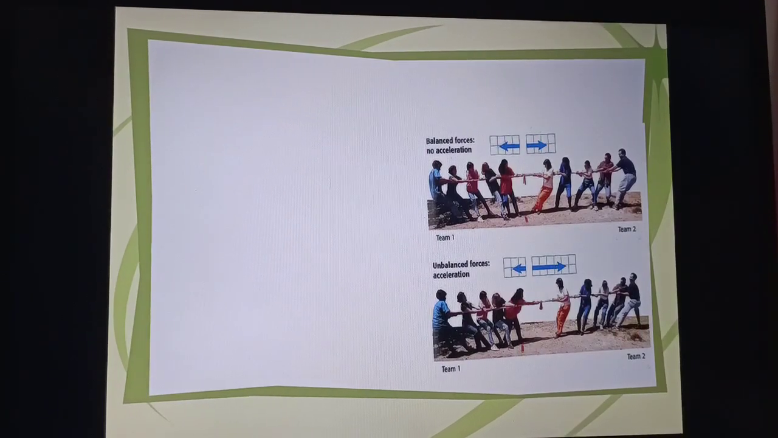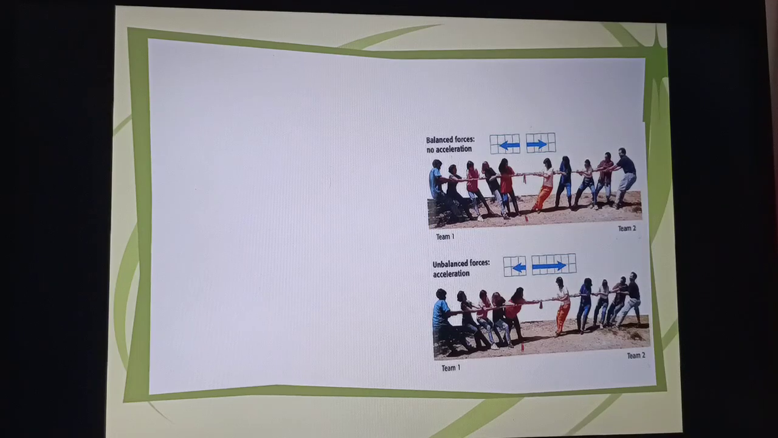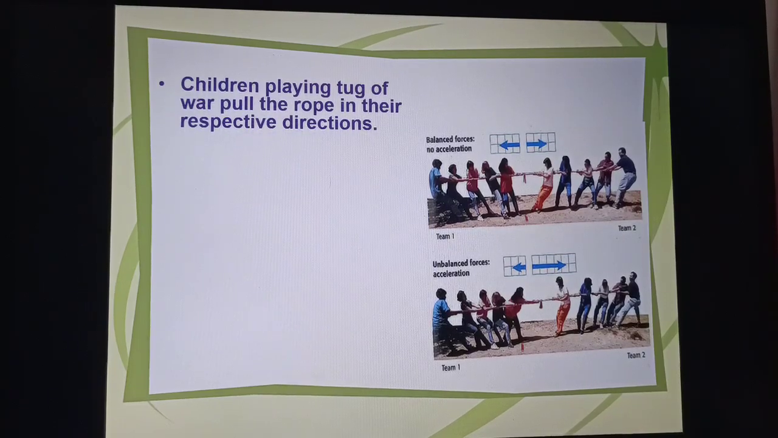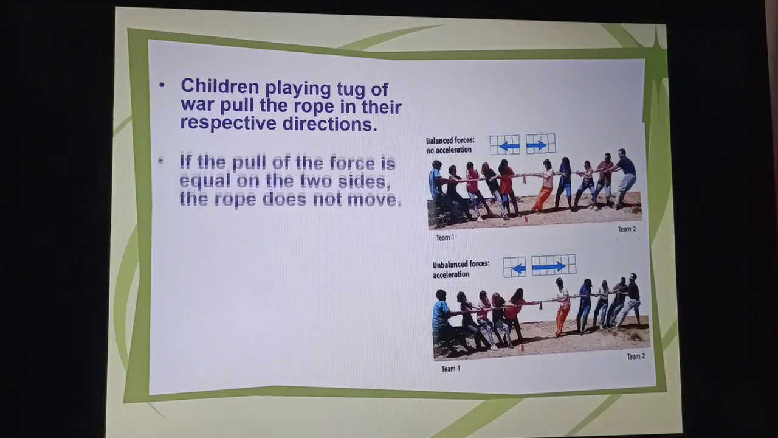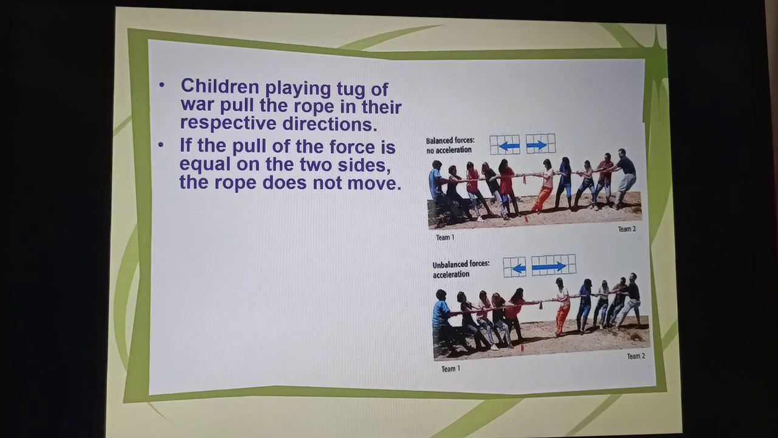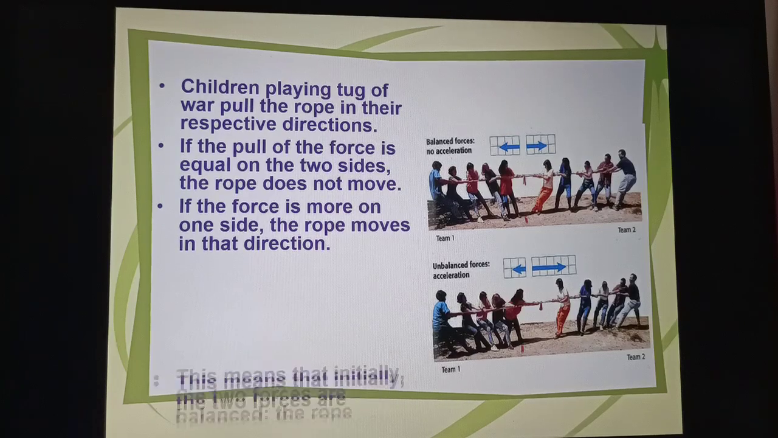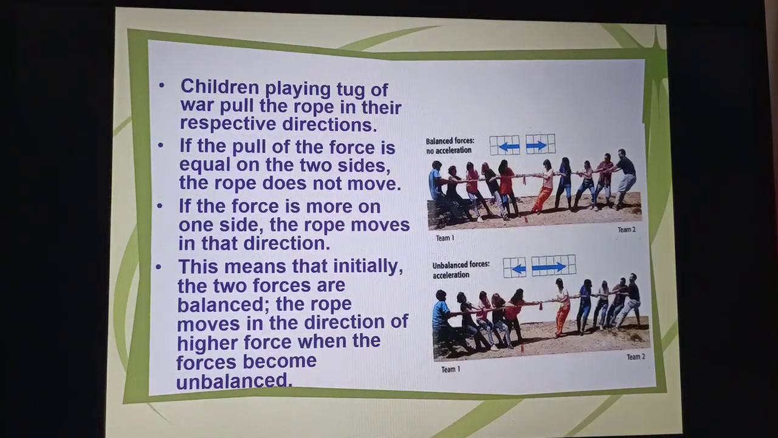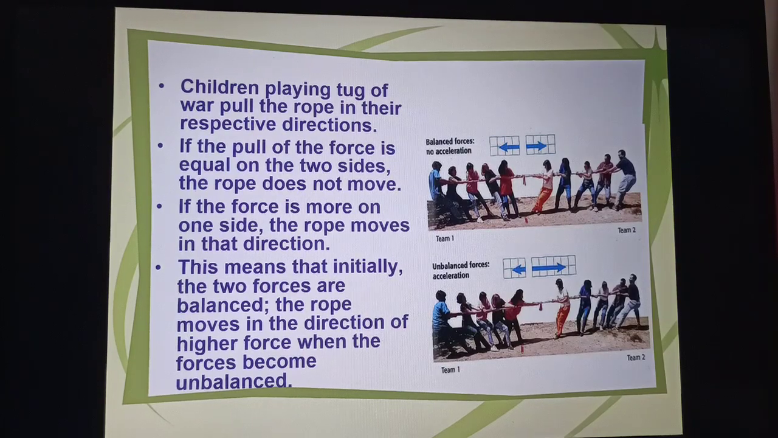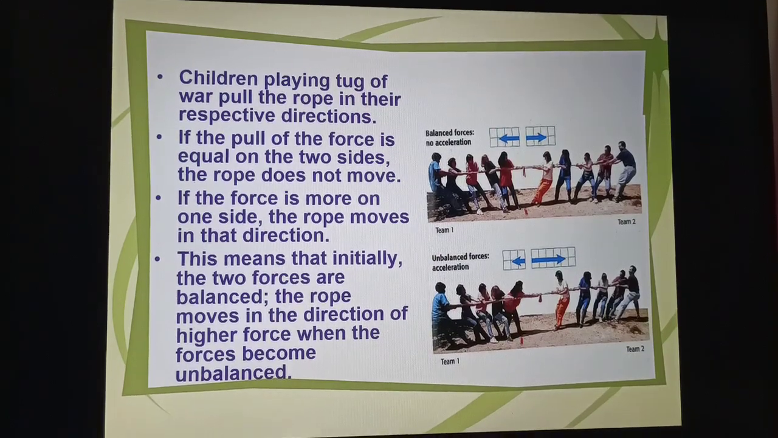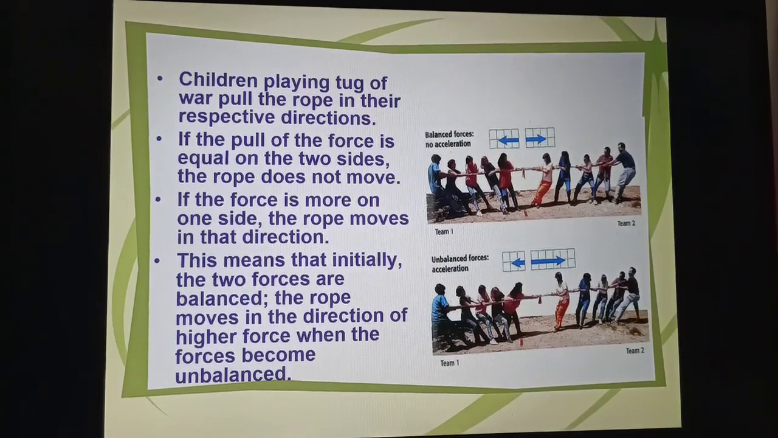Look at the picture. There are two teams, team 1 and team 2. Children playing tug of war pull the rope in their respective directions. If the pull of the force is equal on the two sides, the rope does not move. If the force is more on one side, the rope moves in that direction. This means that initially the two forces are balanced. The rope moves in the direction of higher force when the forces become unbalanced.